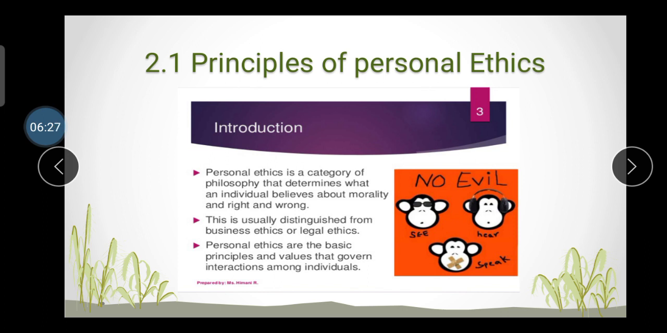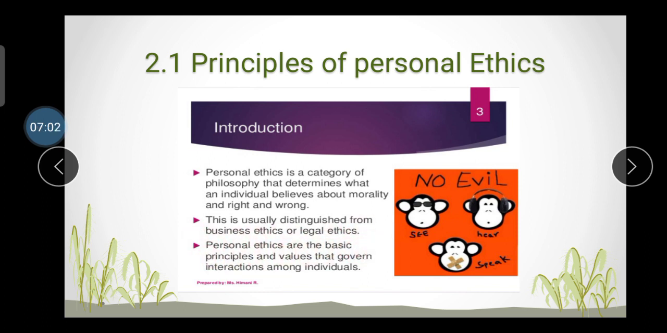Take the example of a thief: what type of ethics do they have? They have the ethics that they have to do robbery and this is good for them, because according to them this is good for them. But a human being does not do this type of robbery, because according to their personal ethics, it is not good for society. This is usually to be distinguished from business ethics and legal ethics.